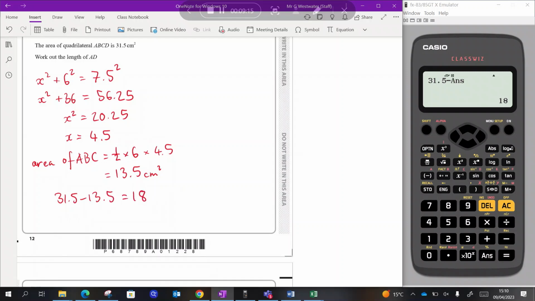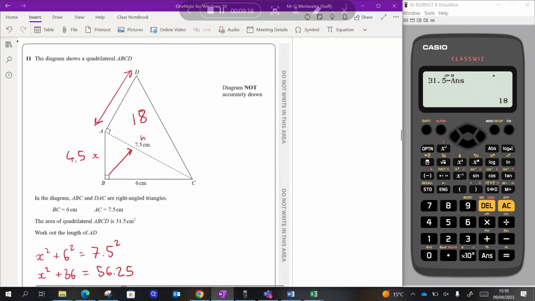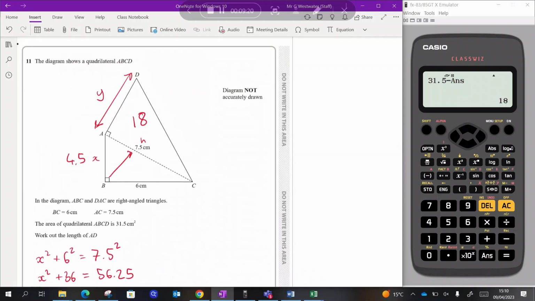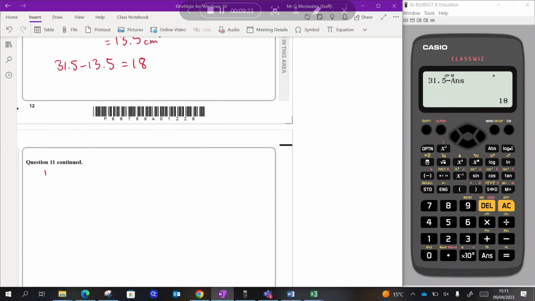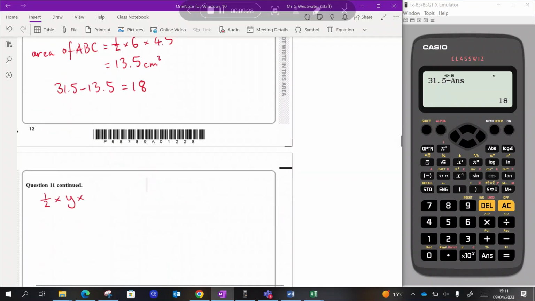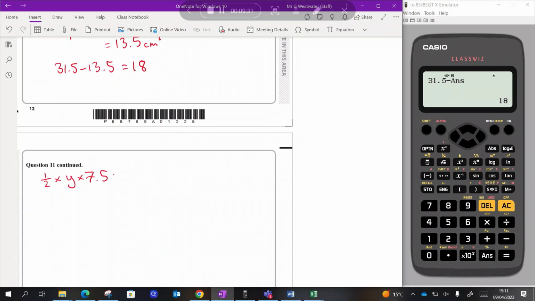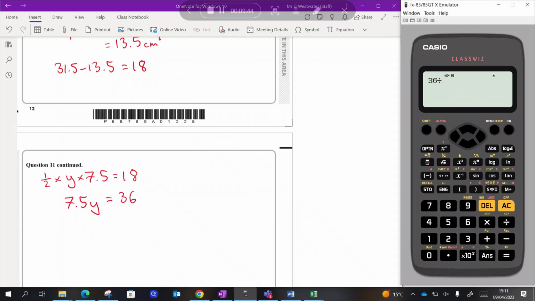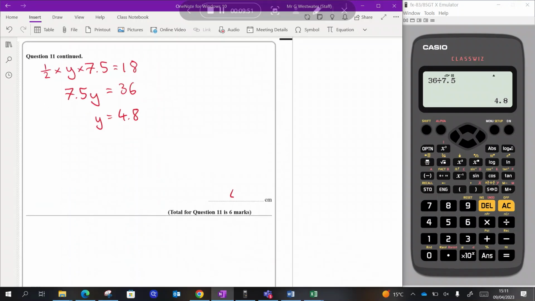Okay? So, a half times AD, let's call this y. So a half times y times the base, 7.5, must equal 18. So first let's times by 2 to get rid of this half. So 7.5y equals 36. And if I do 36 divided by 7.5, we get 4.8. y equals 4.8. So that's going to be the length.